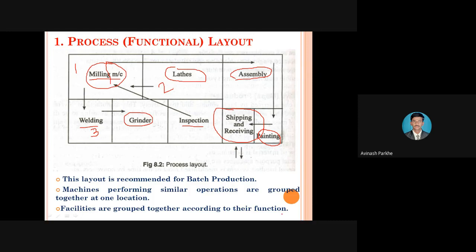Therefore, this type of layout is very important for batch production. In a batch, 20 products I have taken initially, and operations are performed on those 20 products. Then the next batch is coming, the remaining 40 products. Like that, batch production will be taking place. So in most of the small scale industries or medium scale industries, this process layout plays a very important role.